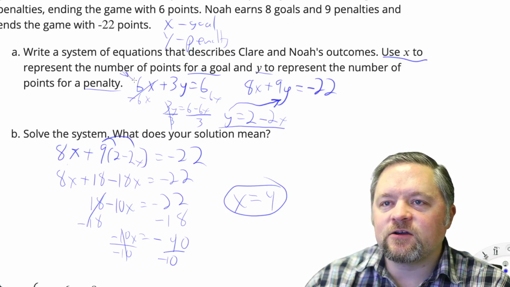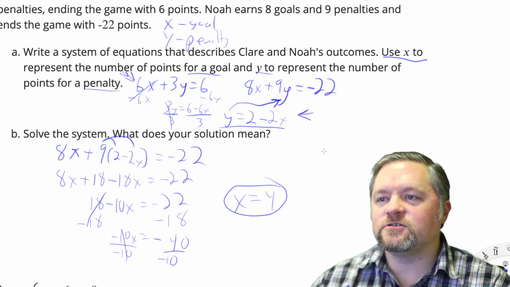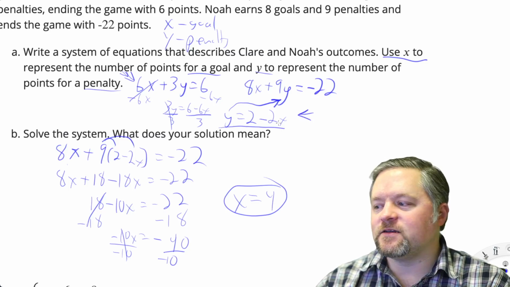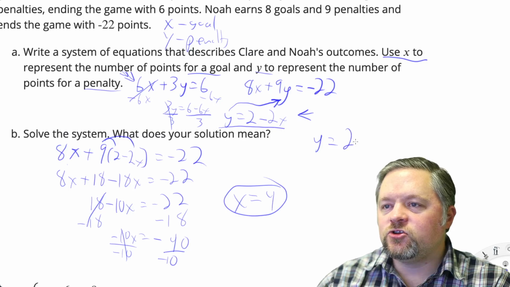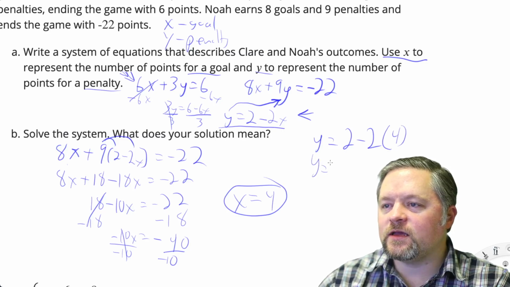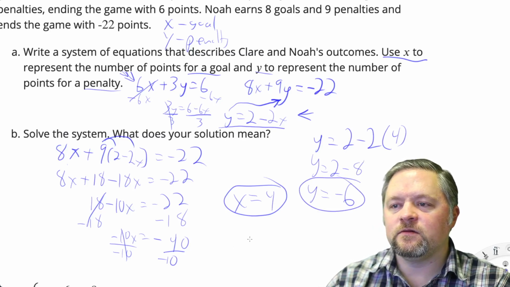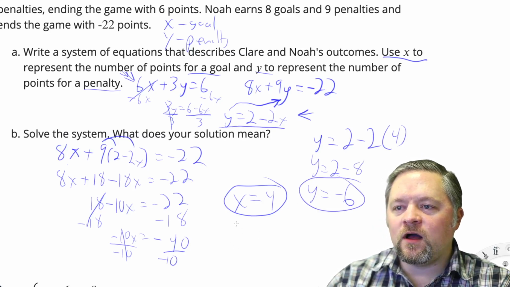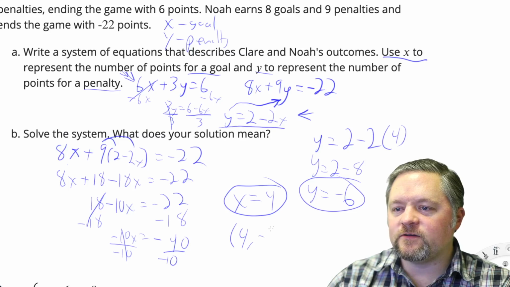Fortunately, I have a couple nice equations right here from the beginning I can use. Or, because this one right here is already solved for y, that makes it a little bit easier. We know that y equals 2 subtract 2 times x. X is 4. So y equals 2 subtract 2 times 4, which is 8. So y equals negative 6. So we've got an x and a y. I like to always show my answer as a point. X value is 4, the y value is negative 6.